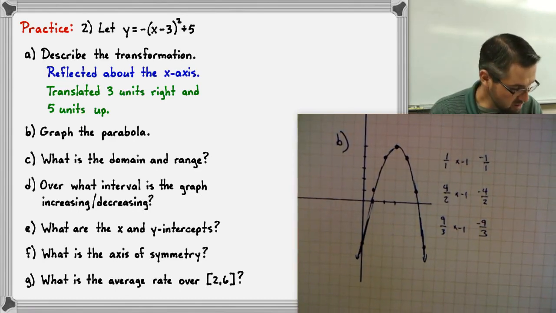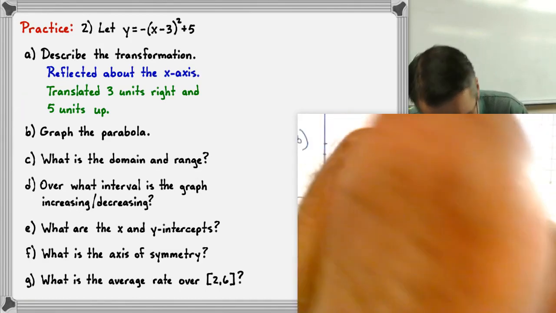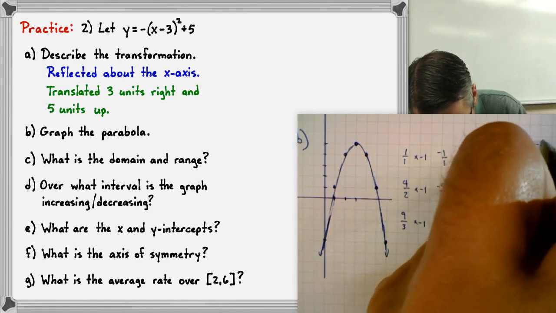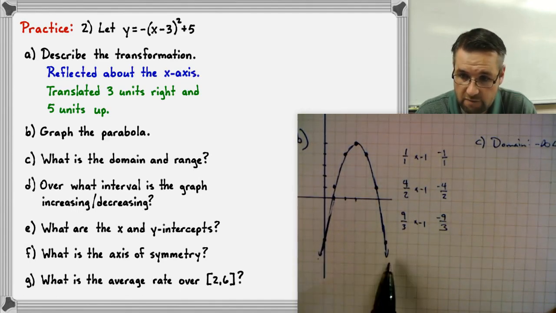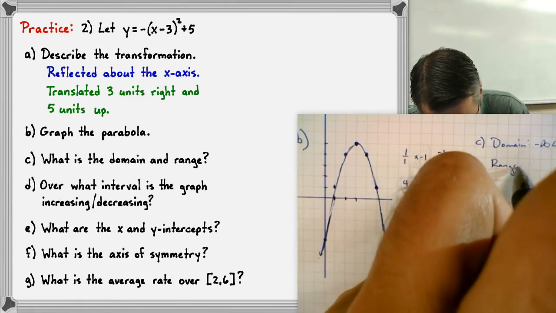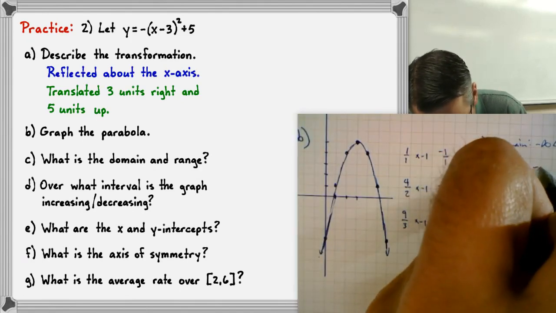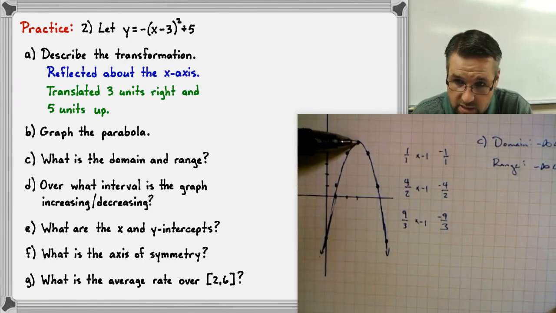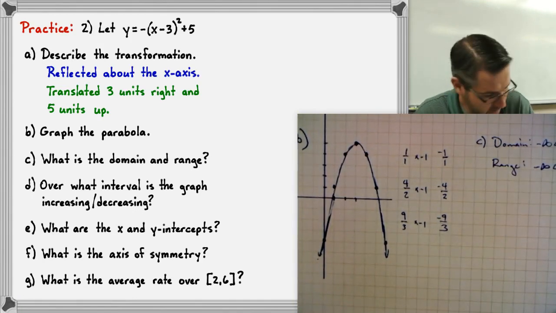Okay, and then part C, it says, what is the domain and the range? Well, the domain of any parabola, if there's no restrictions, is going to be negative infinity less than x less than infinity, because this keeps going on to the left and to the right forever. For the range, well, what's the lowest point? The lowest point is how far this parabola goes down. It goes down forever, so we'd say negative infinity less than y, and then how far up does it go? It goes up to this point, the vertex, and that point is 5 high, so we'd say less than or equal to 5. So that is C.